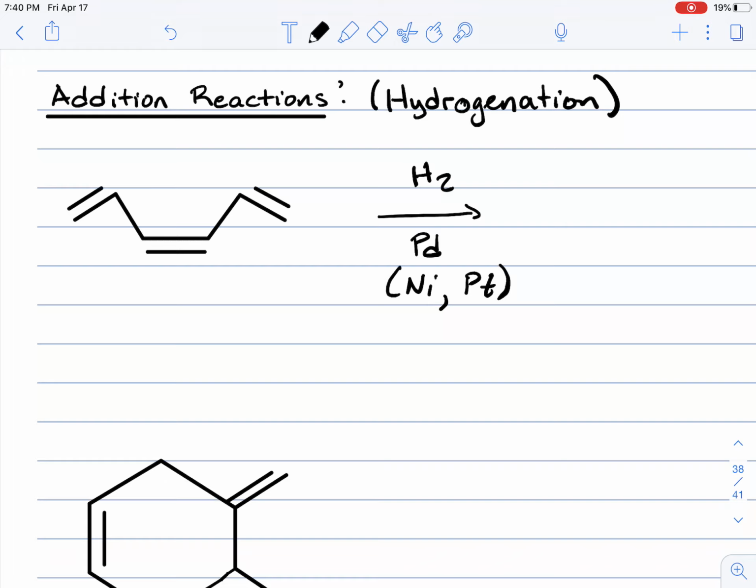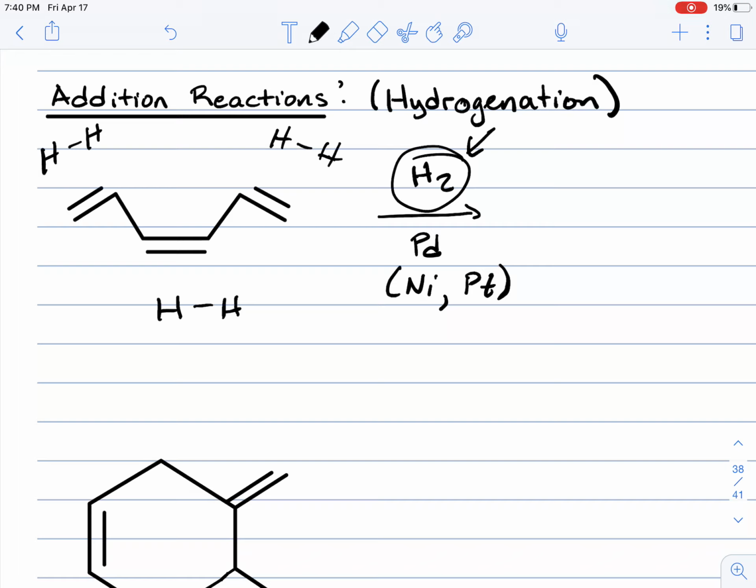And so what's going to happen is that for every single double bond that you see on this molecule, your hydrogens are going to attach to it. You can imagine that you have lots of H2 gas. So you have an H2 gas here, you have an H2 gas here, and you have an H2 gas here. We're going to assume that we always have an excess of this hydrogen gas.